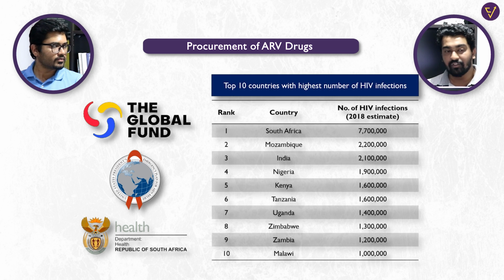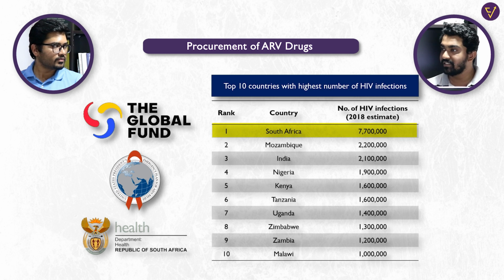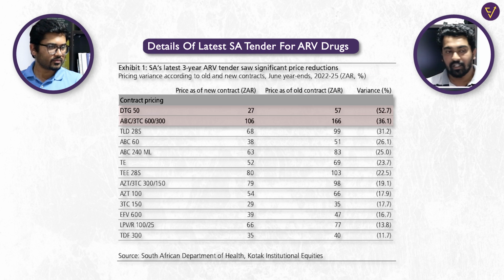Most of the HIV cases in the world are in South Africa. So South Africa is the largest acquirer of HIV drugs, followed by the Global Fund and PEPFAR, right? So these bodies acquire the drugs and distribute them free of cost to the public.